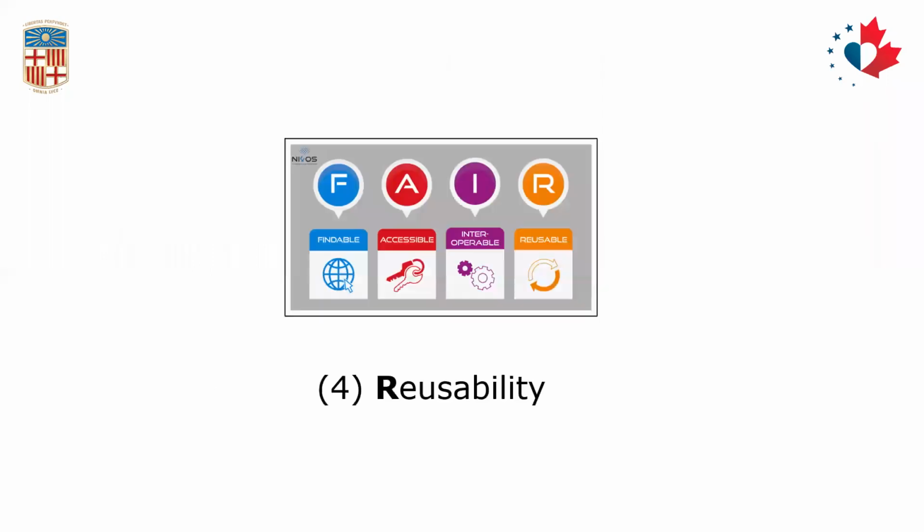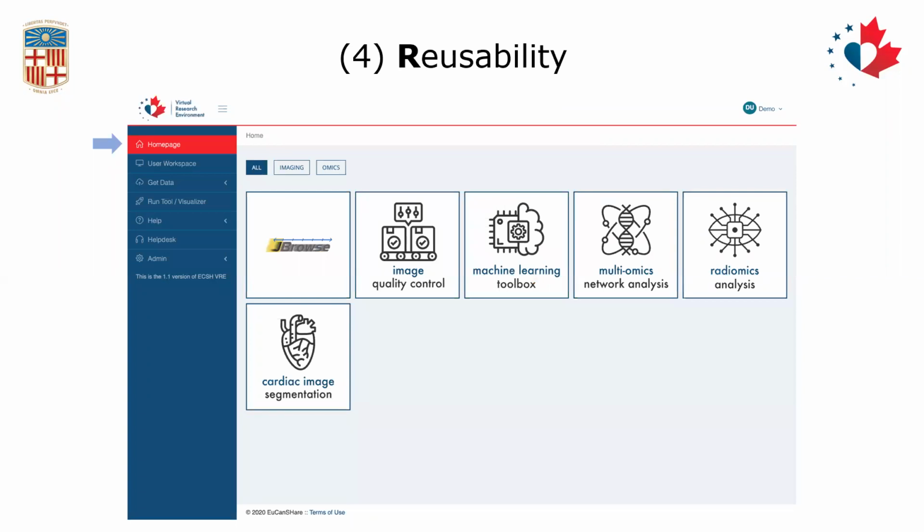So this was interoperability. I'm going to move to the last part of the talk, which is reusability, the R of the FAIR guiding principles. And here, what we decided to include in the platform is a flexible and advanced computational environment for researchers, after they have access to data, to build computational workflows to analyze the data. The first version includes image quality control, cardiac image segmentation, radiomics, machine learning, and other things like multiomics.